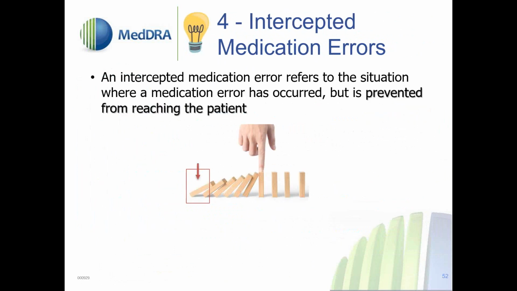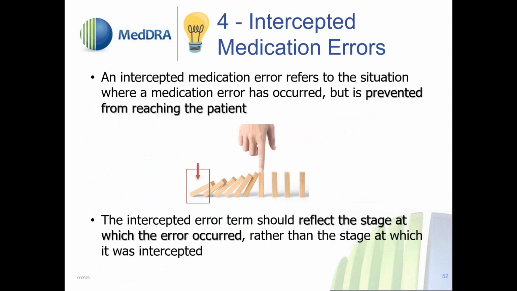Next principle. Sometimes medication errors at an earlier stage of the medication use process are prevented from reaching the patient. So a medication error occurred during prescription, preparation of the medication, etc., but is detected and intercepted by an active intervention of an additional person. When such scenarios are reported, the selected term for the intercepted error should represent the stage where the error actually occurred, not where it was prevented.